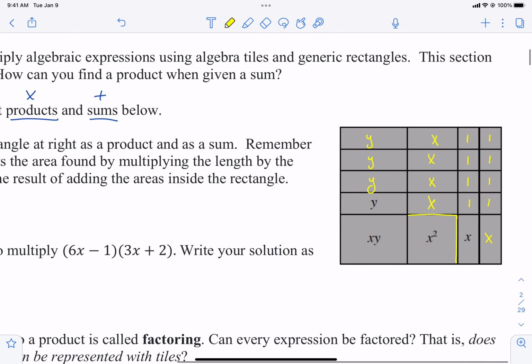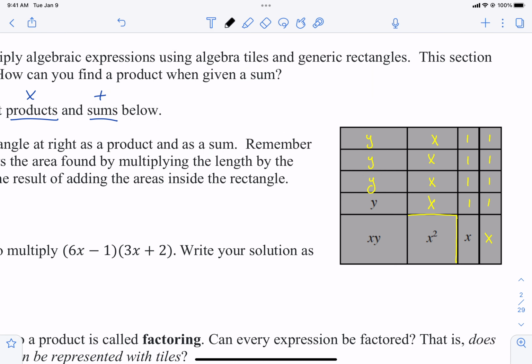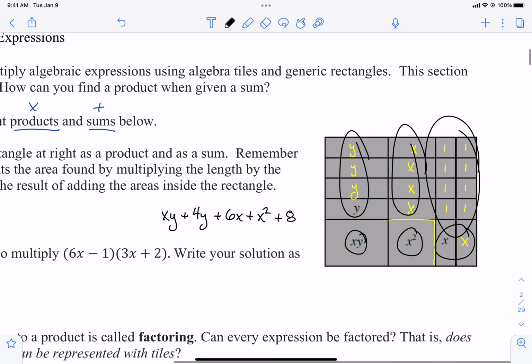Now, one of the very first things they wanted us to do here was to write our expression as a sum. So if I wanted to write my expression as a sum, we would want to write out all the different tiles that we have. So it looks like we have one xy tile. It looks like we have 4 y tiles. Looks like we have 6 total x tiles. We have 1 x squared tile, and then we have 8 unit tiles. So this would be our area written as a sum.